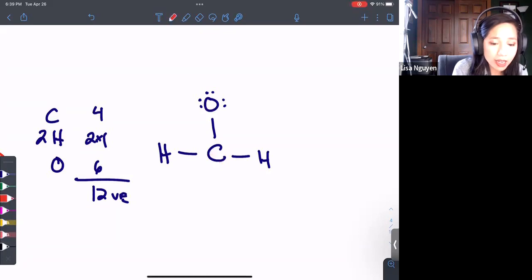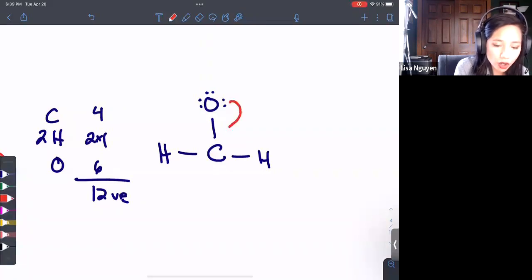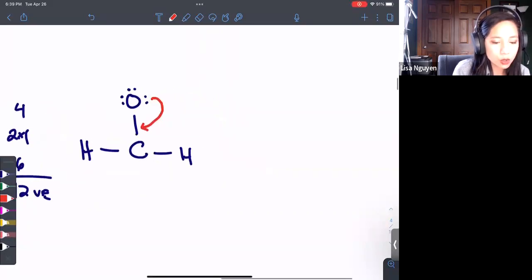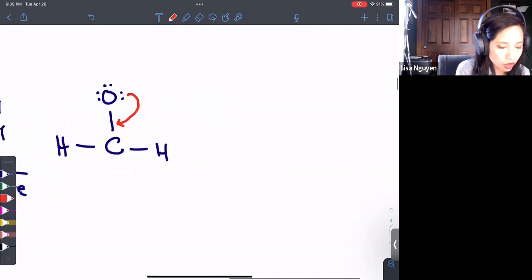So how we do that is we take electrons off of an outer atom and we draw it instead. So we're just moving electrons. We're not adding more electrons. We're just moving around the ones that we have. So I'm going to move that lone pair on oxygen in between carbon and oxygen instead. So there's a double bond there.